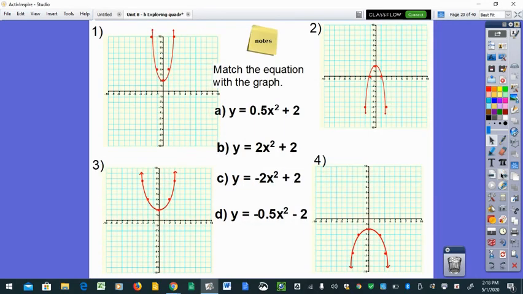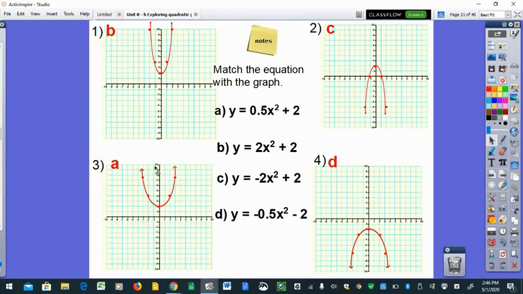So before we go on, here are 4 parabolas and 4 quadratic functions. Pause the video and just see if you can match which one goes with which, without making a table of values. Okay, let's see how you did.